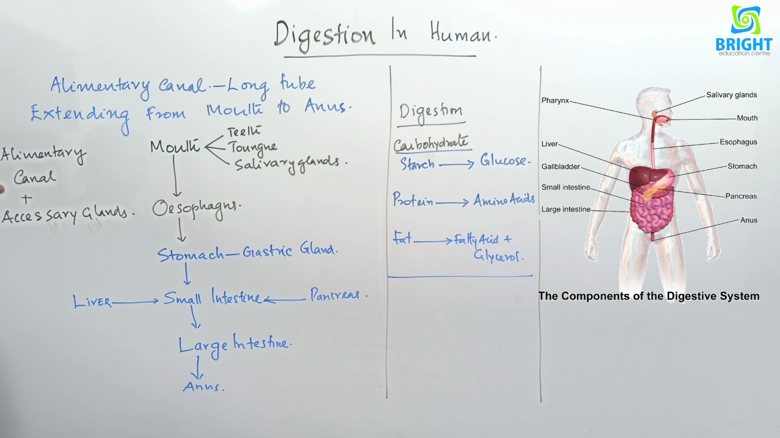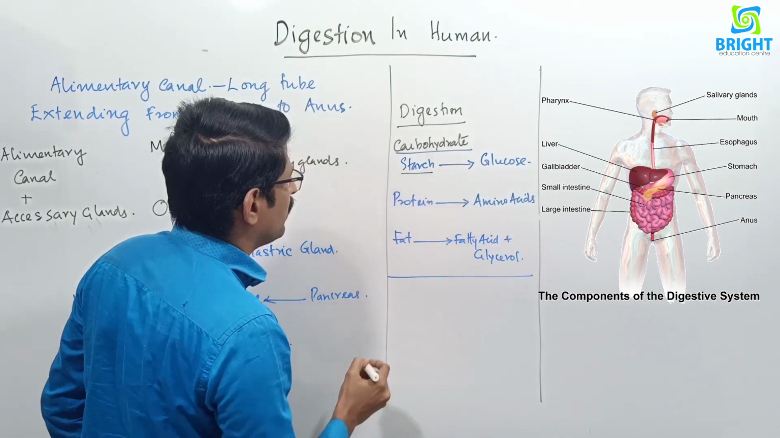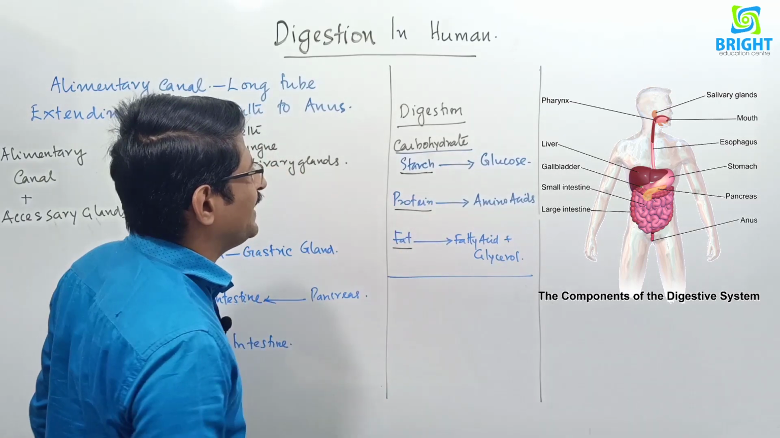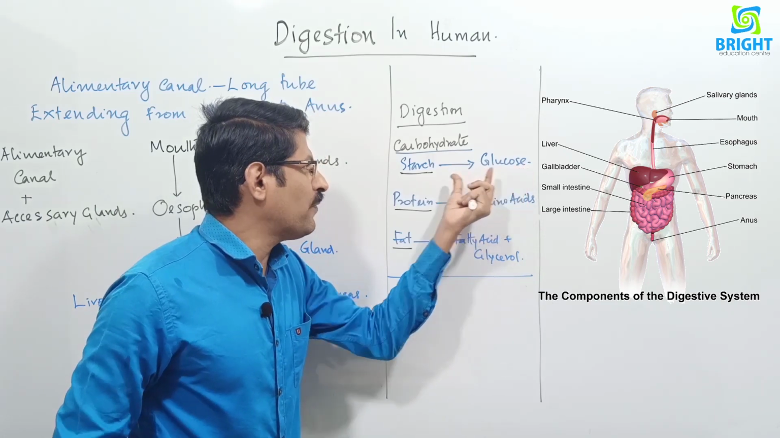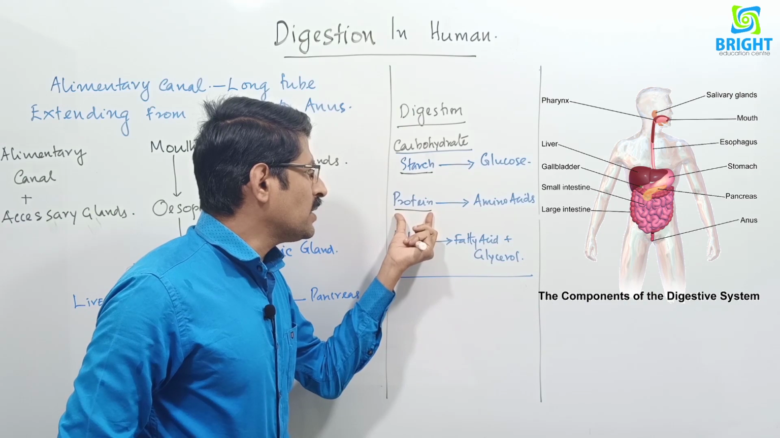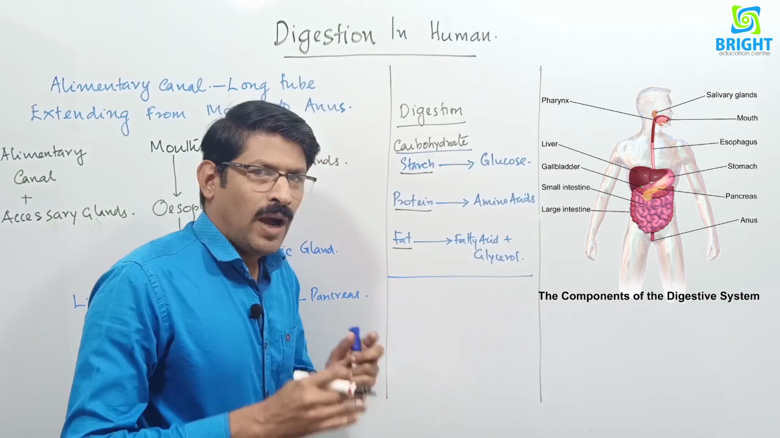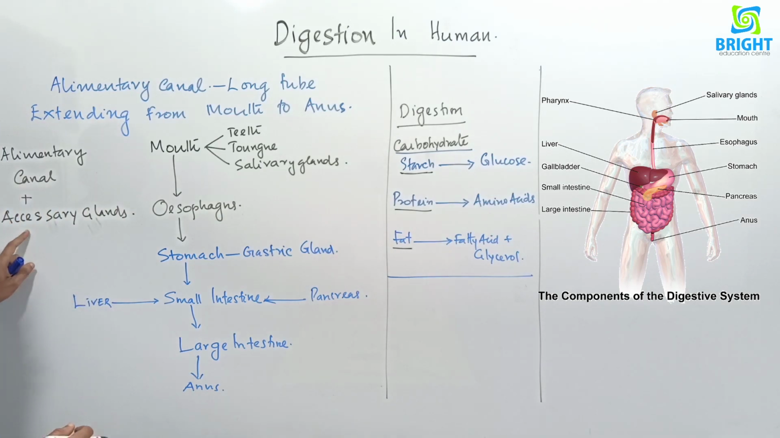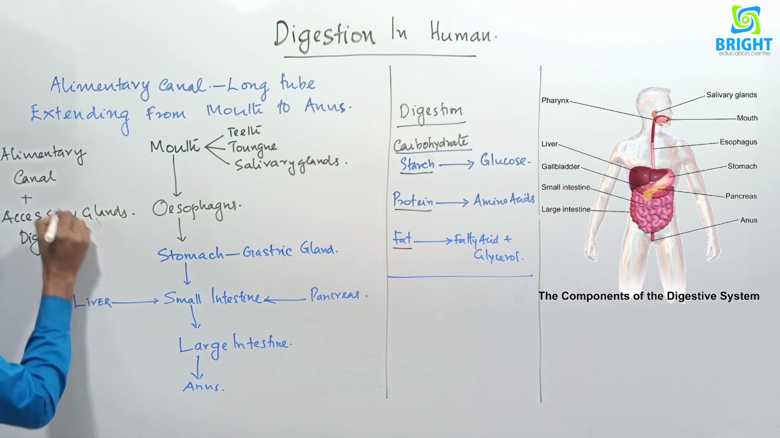The alimentary canal is also associated with different accessory glands or digestive glands, because we are taking complex food materials like starch as carbohydrate, protein and fat molecules, and these must be digested to produce their monomeric units. Glucose from starch, amino acids from protein, and fatty acids and glycerol from fat. That requires different digestive enzymes, and these enzymes are produced by the accessory glands associated with the alimentary canal.